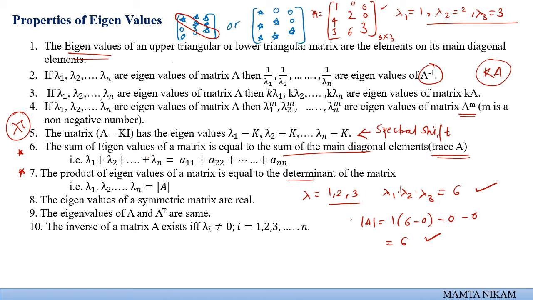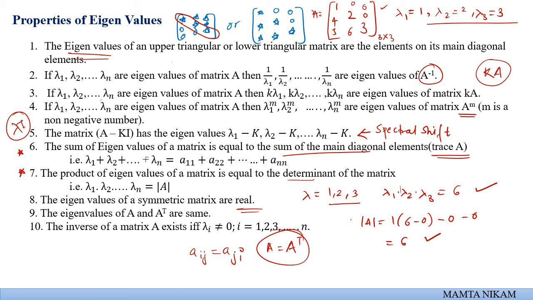Okay, the further property says the eigenvalues of a symmetric matrix are always real. Symmetric matrix मतलब क्या होता है, Aij is equal to Aji for a given matrix, right? Or you can say A is equal to A transpose. ऐसे अगर मैट्रिक्स दिया जाए तो उसके आइगन वैल्यूज हमेशा रियल होते हैं. And further we can say eigenvalues of A and A transpose are same.